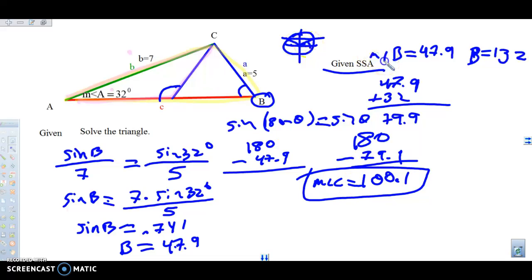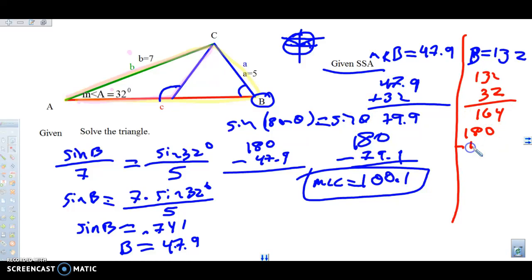Now, that's only if that was 47.9. So if we go to this other plan over here, we would say the 132 plus the 32 that was given is 164. Then we go 180 minus that 164. The other possibility is that the measure of angle C will be about 16 degrees. So I'm going to have two possibilities here. I have the possibility when the measure of angle B is 132, and I have the possibility when the measure of angle B is 47.9.